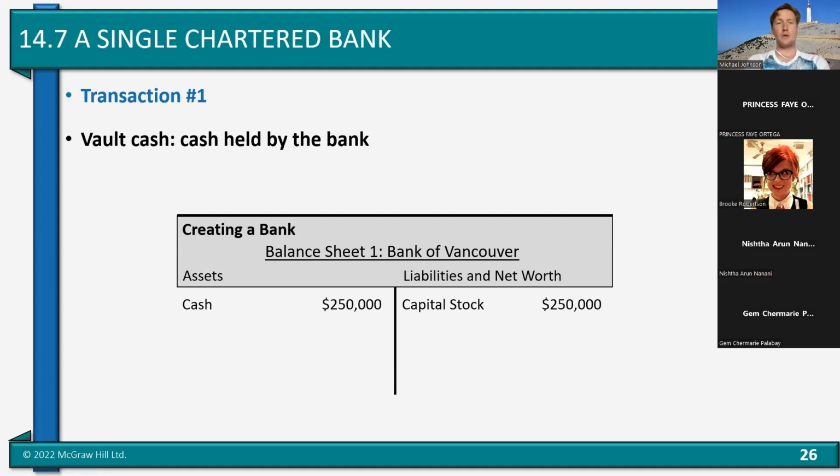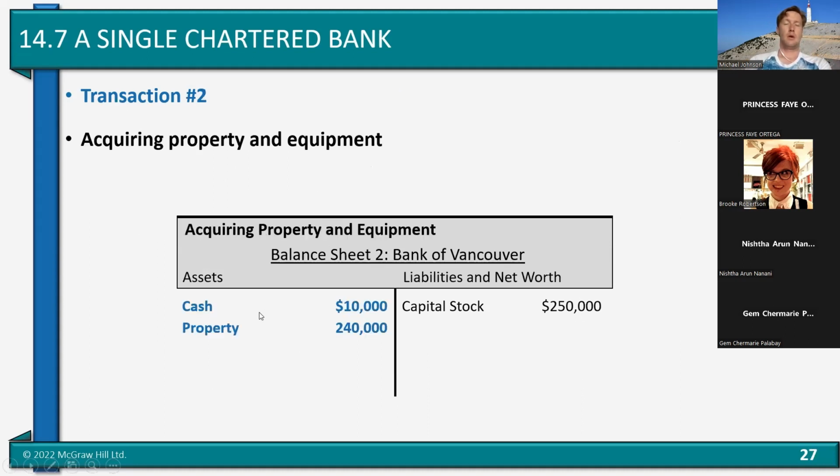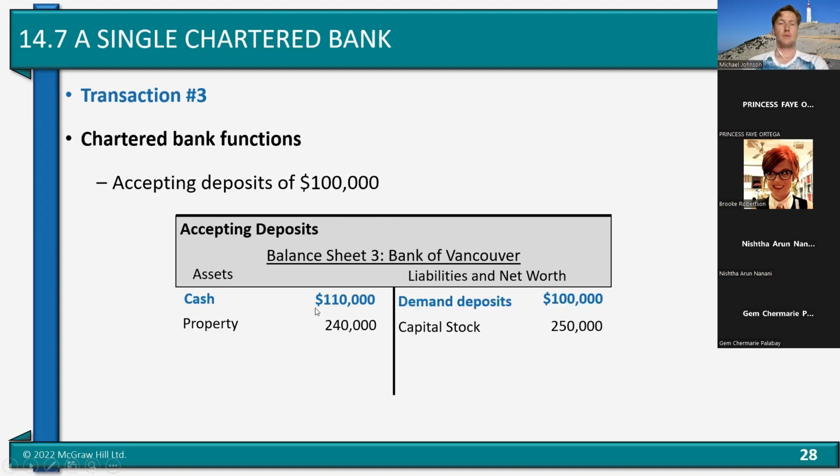So transaction number one: vault cash is cash held by the bank. And then you acquire property and equipment. So use cash, and property would be assets in this case. And then you accept deposits here.